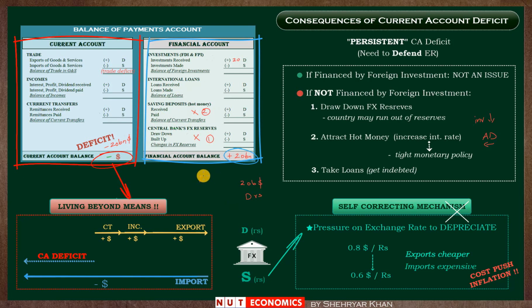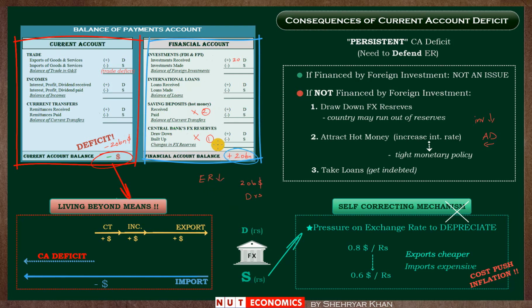And first of all, IMF will tell you that, look, you need to go back and depreciate your exchange rate. Yes, we know that that will create cost push inflation, but you need to let this self-correction work at least to some extent. They won't tell you to let this exchange rate crash, but they will tell you at least you have to let it depreciate somewhat.